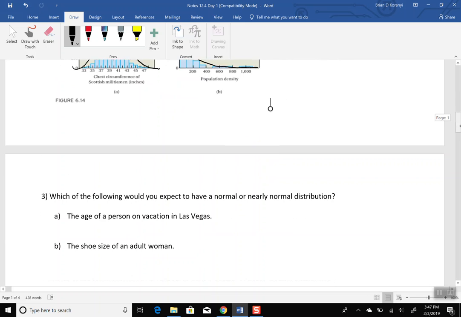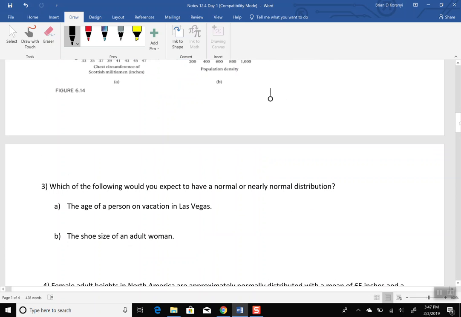Moving on. Which of the following would you expect to have a normal or nearly normal distribution? The age of a person on vacation in Las Vegas, or the shoe size of an adult woman.